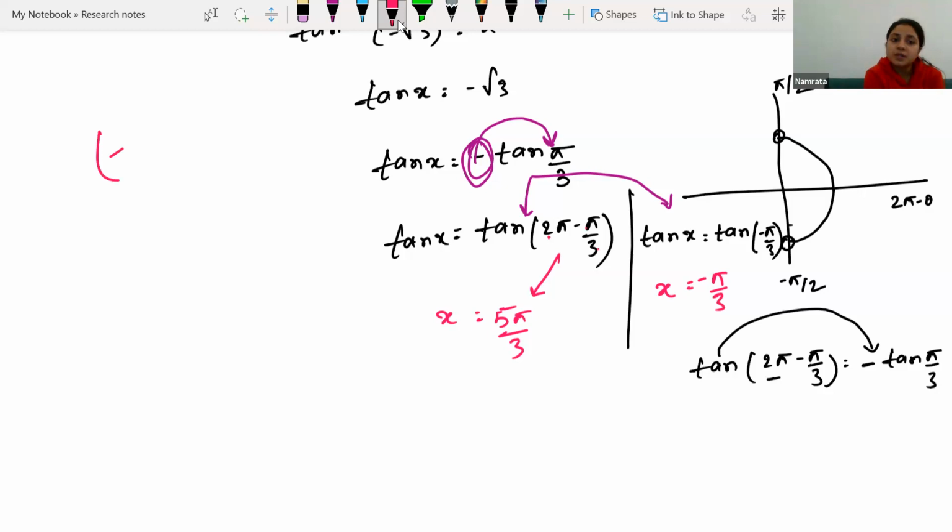Okay, what is the principal range? Open interval minus pi by 2 to pi by 2. That means whichever value lies between minus 90 and 90, only that value we can take.